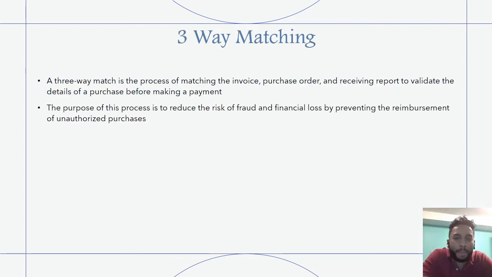Three-way matching. Okay. When you have the invoice, the purchase order, and receiving report. Three-way matching is basically the process of matching all those together, right? You match the invoice, the purchase order, and receiving report to validate the details of a purchase before making a payment. Okay, so you look at the invoice, look at the purchase order, you look at the receiving report, and you see, okay, do all of them match up? Okay, perfect. Now we can make a payment. The purpose of this process is to reduce the risk of fraud and financial loss by preventing the reimbursement of unauthorized purchases. Happens all the time in business, guys.